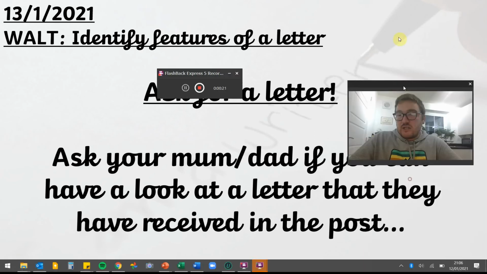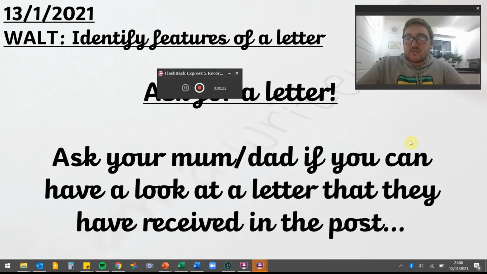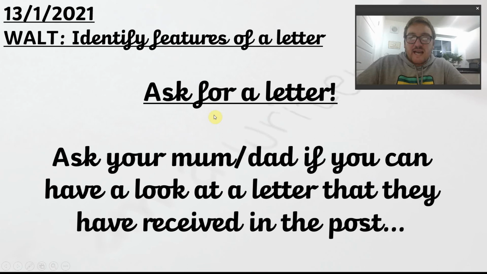Now, you need to definitely ask for permission for this. You're going to need to ask your mum, dad, nan, granddad, whoever it is you live with. You're going to want to ask for a letter. This is a letter that they may have received in the post, and this might be something from the council. They might have sent something out about voting. It might be some junk mail.